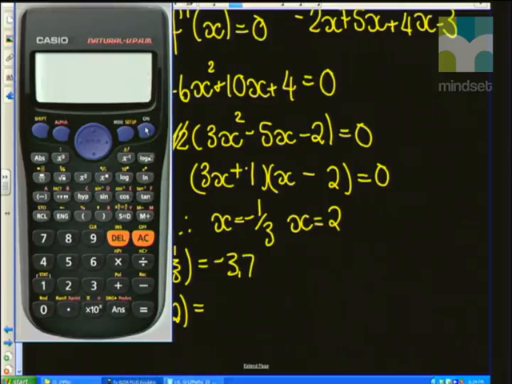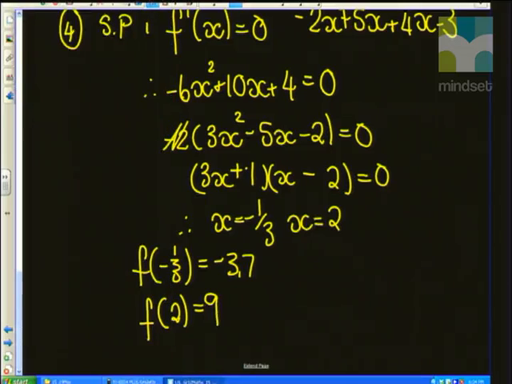And if I substitute 2, I've got negative 2 times 2 cubed, plus 5 times 2 squared, plus 4 times 2, minus 3, and we're getting 9. Right, so they're my turning points. I have negative a third and negative 3.7. I've got 2 and I have got 9.